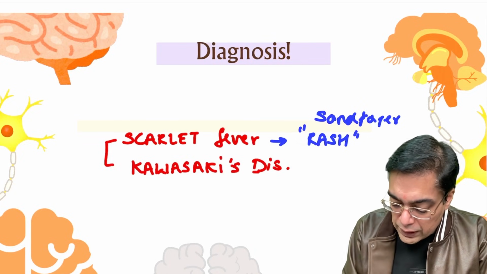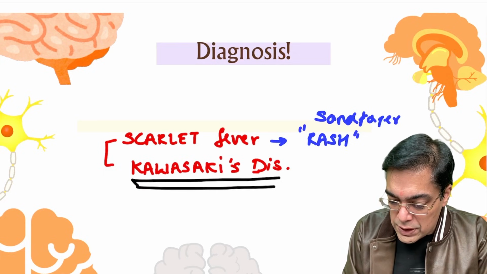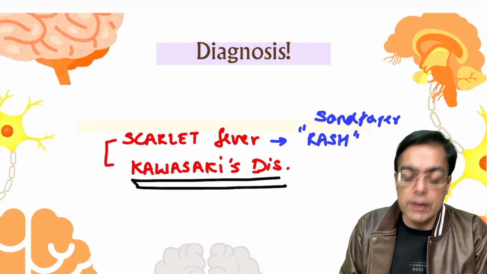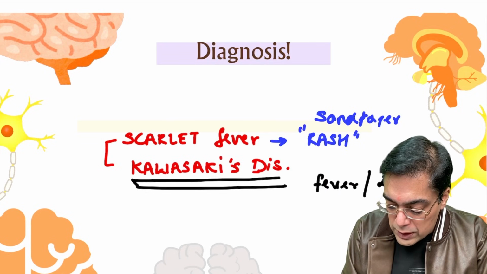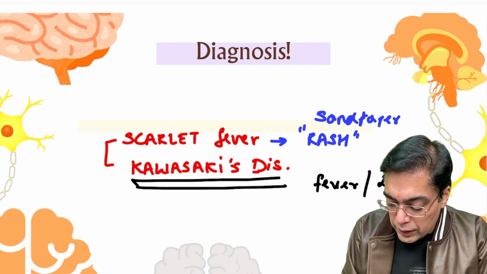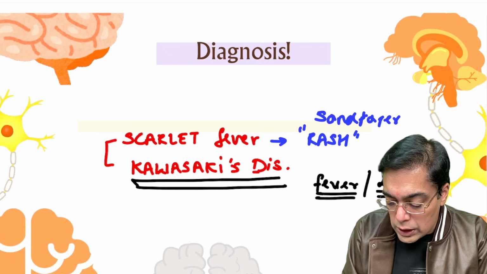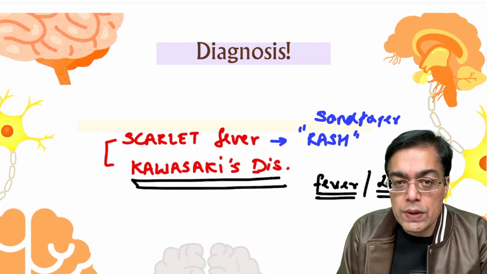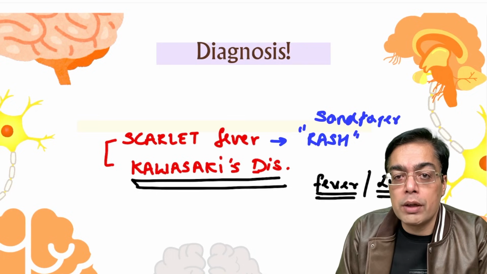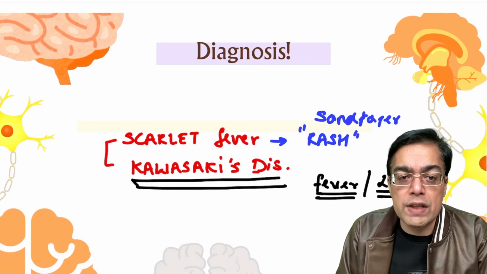Whereas, a patient who has Kawasaki's disease classically has fever. The other important thing is lymph node enlargement, typically unilateral cervical lymph node enlargement. Patients can also develop non-purulent conjunctivitis, and they could have other manifestations, for example, edema of hands and feet.